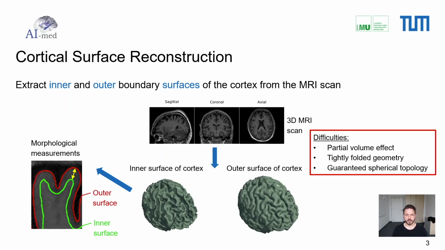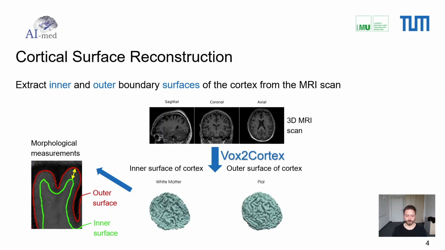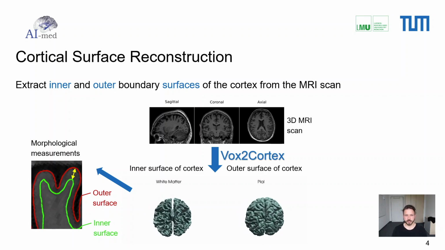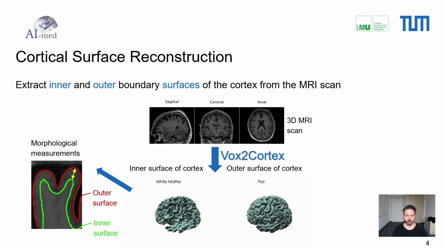Challenges in this task include the partial volume effect, which means that some voxels might only be occupied partially by the cortex tissue, but also the guaranteed spherical topology and the tightly folded geometry of the cortex are known issues. Vox2Cortex addresses these problems and delivers highly accurate surfaces of the brain.